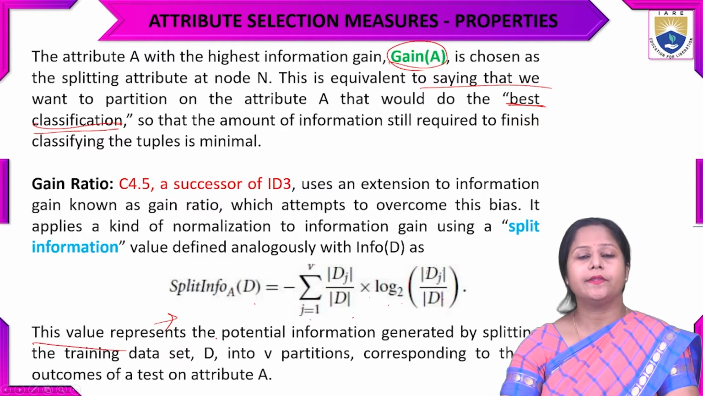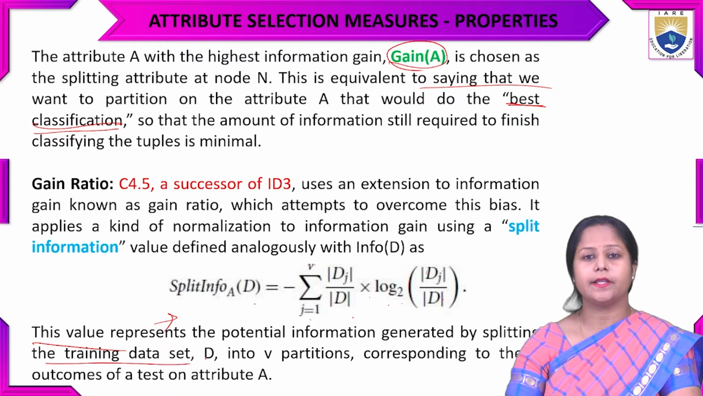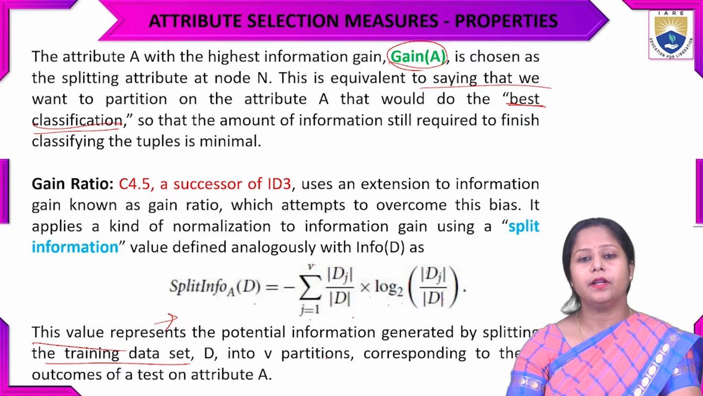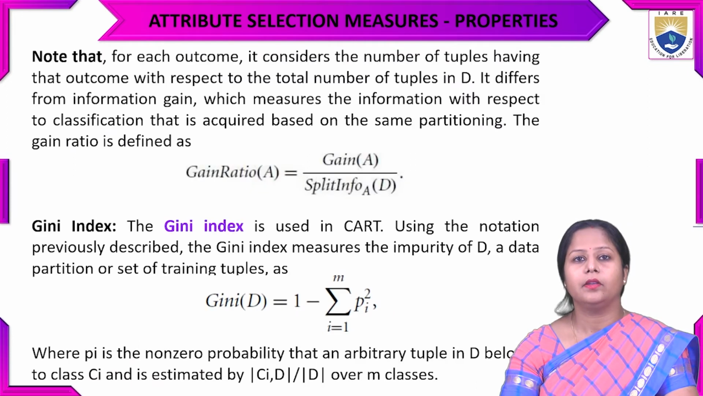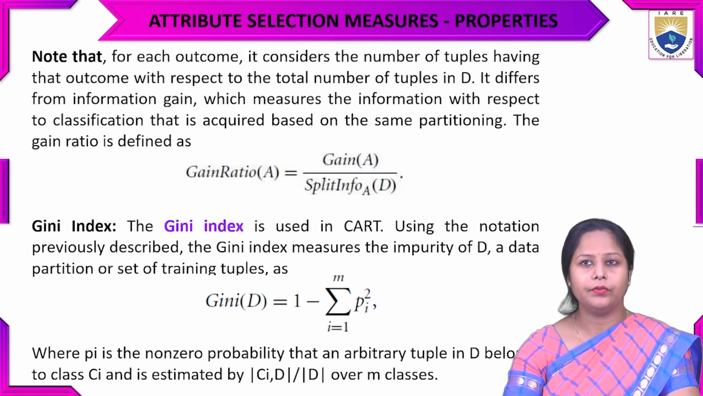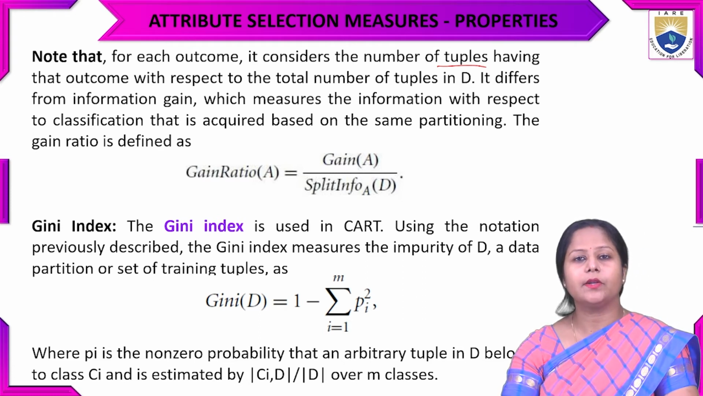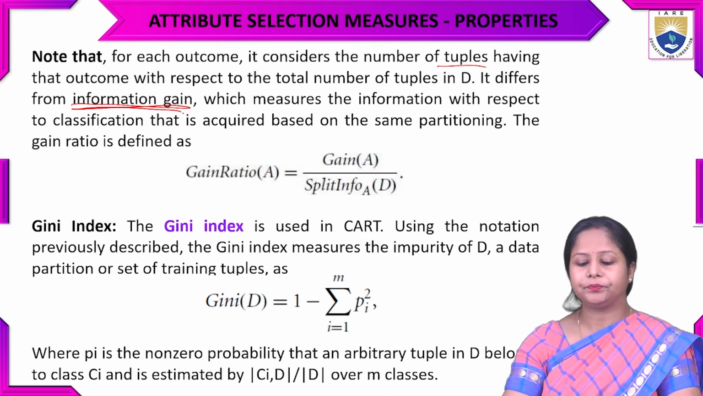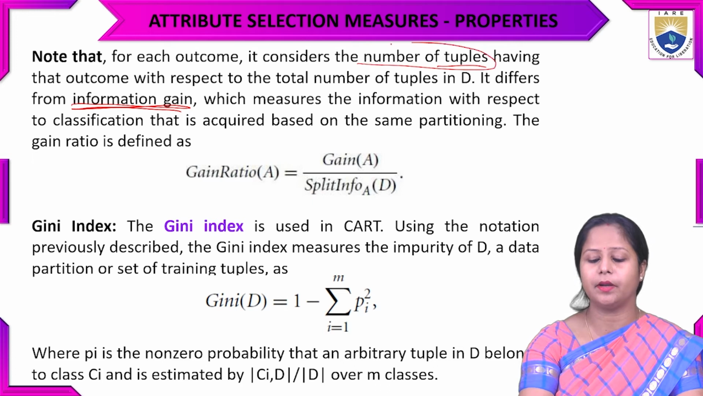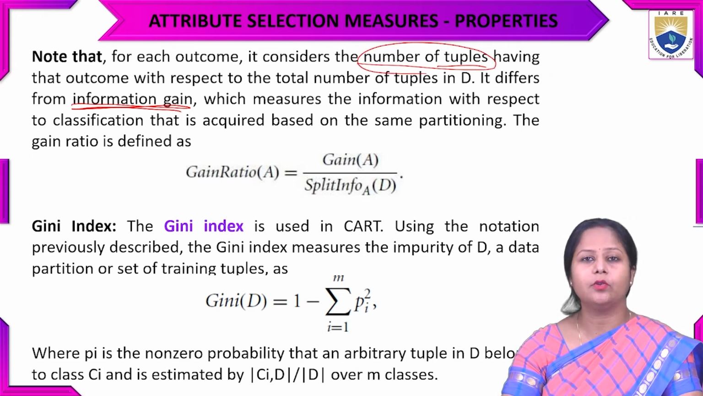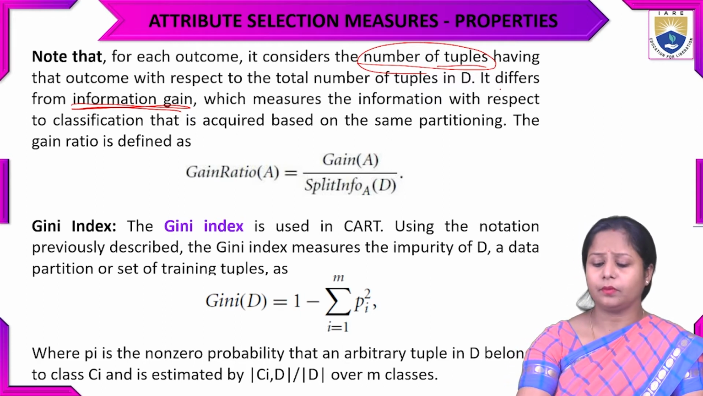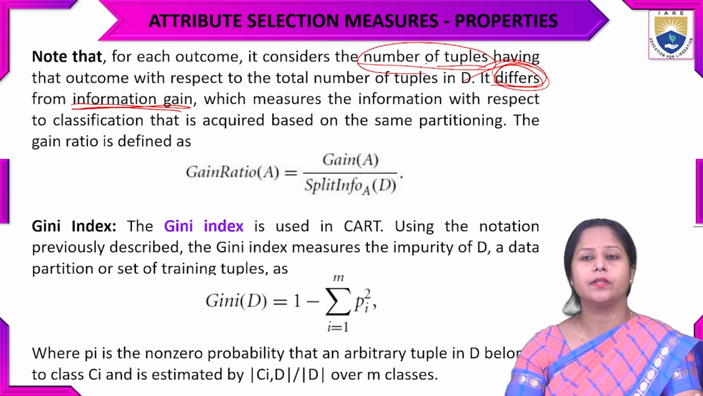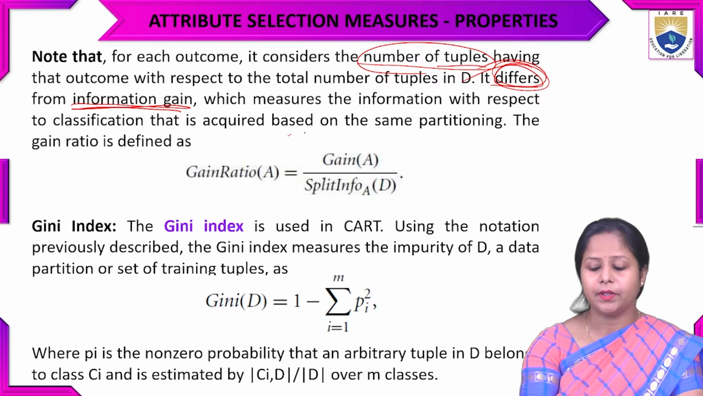This value represents the potential information generated by splitting the training data set D into the v partitions corresponding to the v outcomes on a test on attribute A. Note here, for each outcome, it considers the number of tuples having that outcome with respect to the total number of tuples in D. So it differs from the information gain, which measures the information with respect to classification that is acquired based on the same partition.